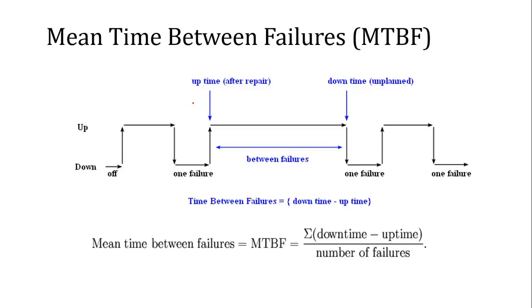Okay, so the last topic of this chapter is mean time between failure. It is an important thing at the server level: how many times a server can fail. It is called the mean time between failures. How can we calculate it? It has an equation: the summation of downtime minus uptime, divided by the number of failures. Here you can see the uptime arrows and the downtime arrows.